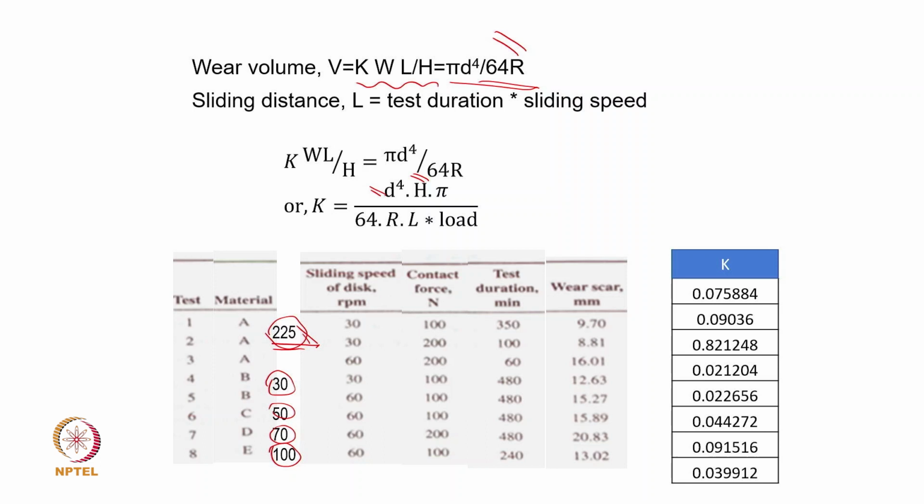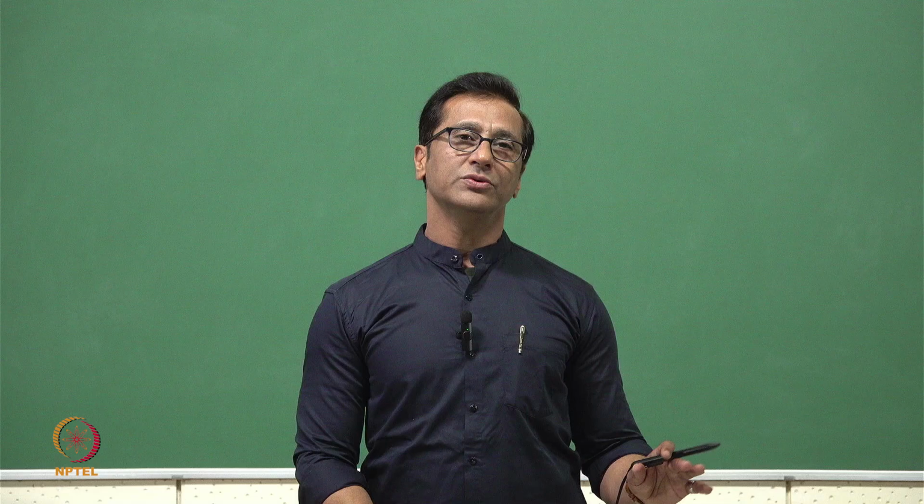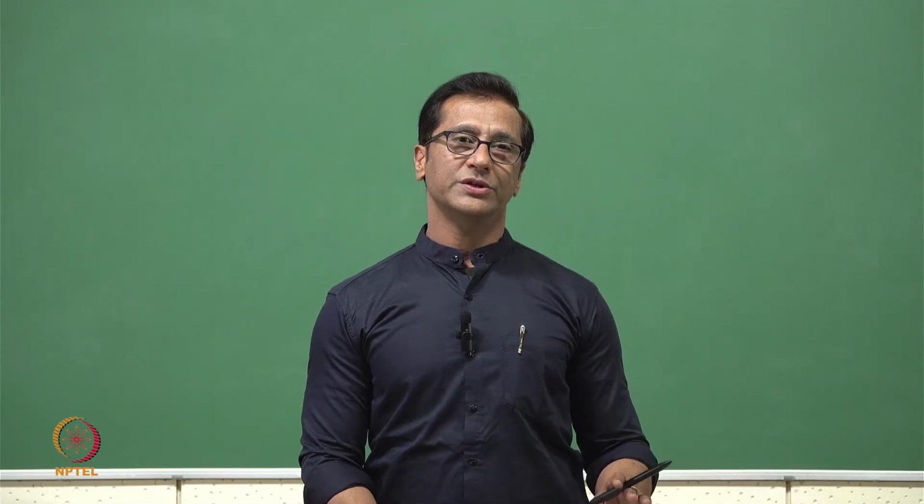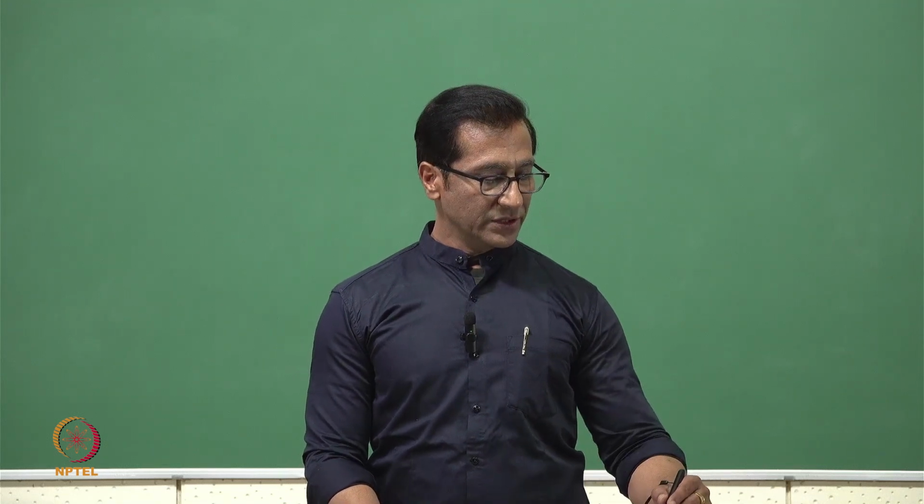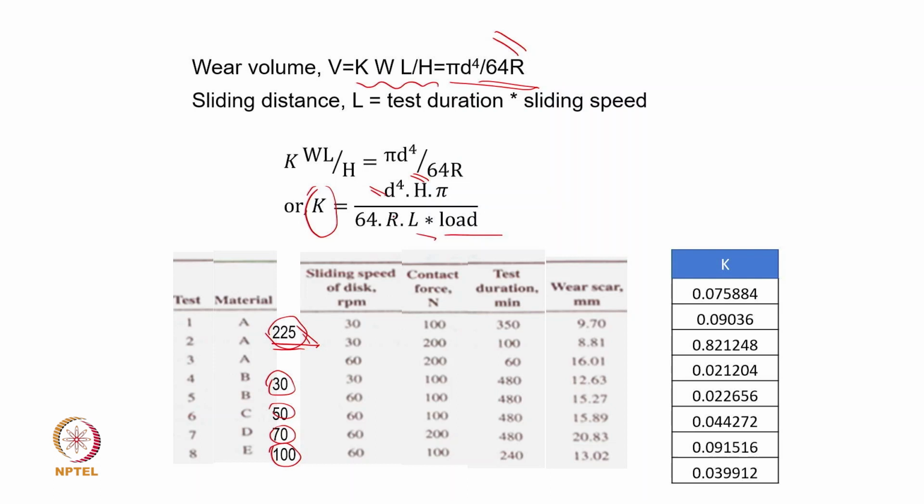However, it will always be preferable to compare the value of K. So we are trying to make a similar equation for every case, where the load is given as the input, then the sliding distance, and the radius, which has been measured, or maybe the pin radius has been given to us. Hardness has been given, and the wear scar d value has also been described.